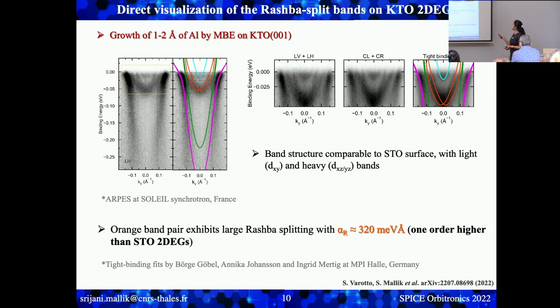And from this tight binding fit, they calculated, basically Annika and Borge, they did the tight binding fits for this, and they got the alpha value of 320 milli electron volt angstrom, which is really one order higher than the STO 2DEG. So this is really huge what we observed, and of course we wanted to experimentally measure this.